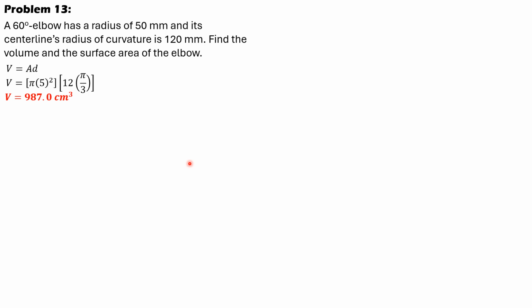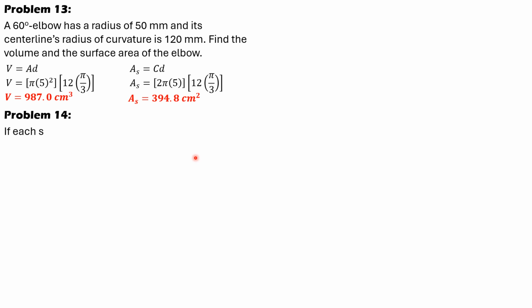For the area, it is equal to circumference times distance traveled by the centroid. The distance is the same, 12 times pi over 3. The circumference is 2 pi times radius of the circle, 2 pi times 5. So area is 2 pi times 5 times 12 times pi over 3. So using your calculator, the surface area is 394.8 square centimeters.